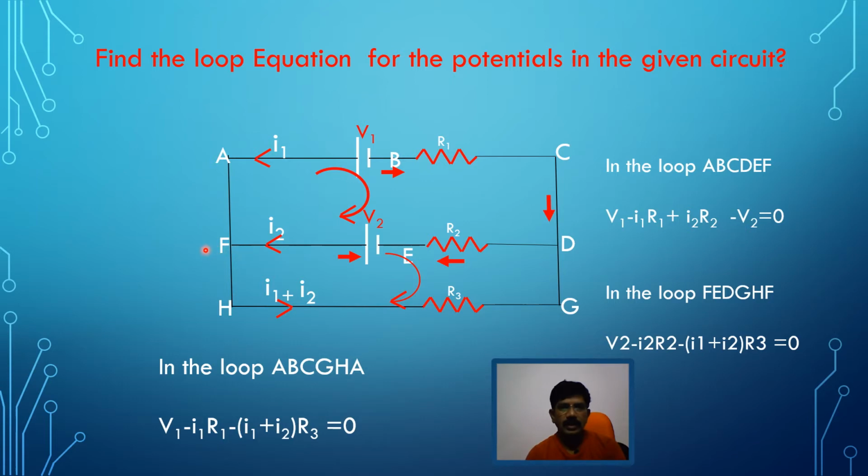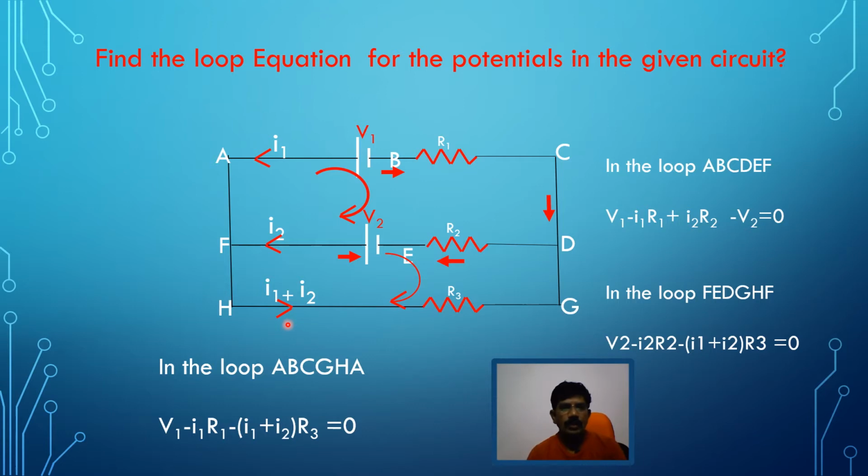Next, another loop: F, E, D, G, H. Next, a big loop is there, that is A, B, C, D, G, H. Altogether, 3 loops are there.